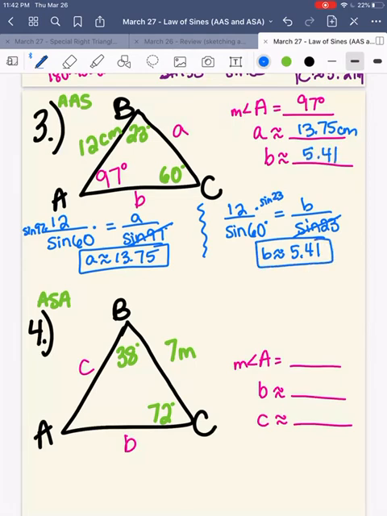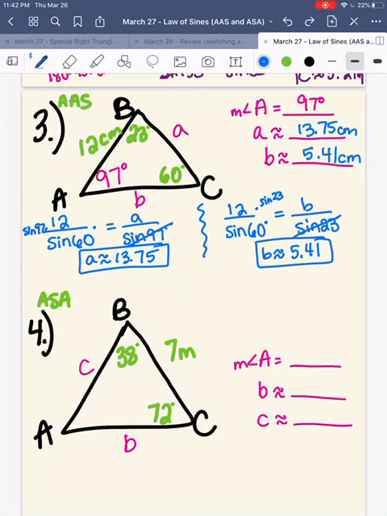Now that side is considerably smaller than the others, 5.41 centimeters, so I just want to double check and make sure that angle is considerably smaller, and it is. Do y'all see that 23 across from it, since 23 is very small, the side across from it should be small.